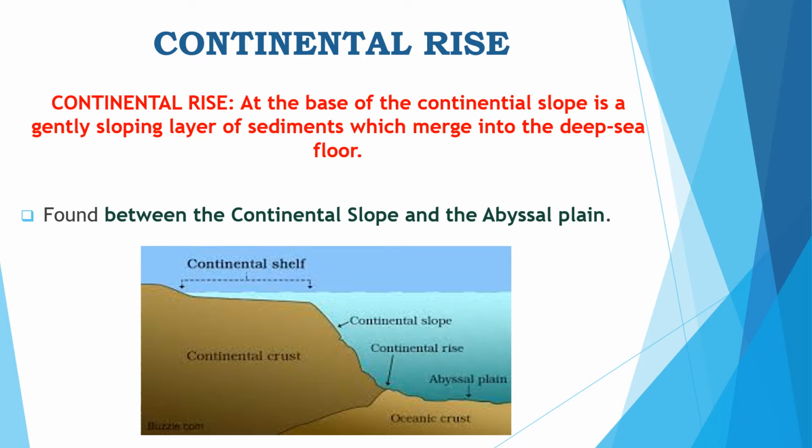Continental rise. At the base of the continental slope is a very gently sloping layer of sediments which merge into the deep sea floor. This underwater feature found between the continental slope and the abyssal plain is called the continental rise.